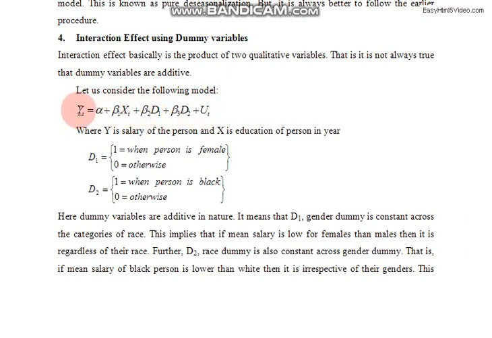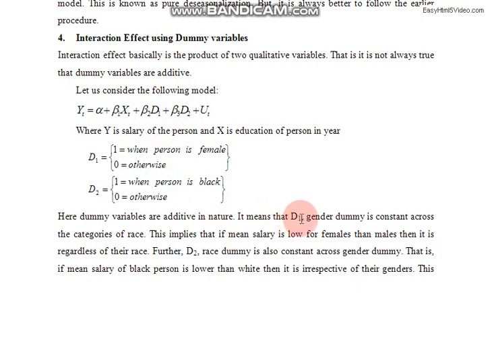Here yt is salary, x is the education level, D1 represents whether the person is female, and D2 represents whether the person is black or white. D1 will have value 1 when the person is female and 0 if the person is male. D2 will have value 1 if the person is black and 0 if the person is white. So here again the dummy variables are additive in nature.